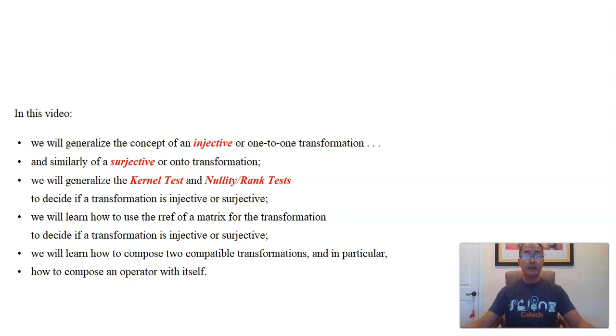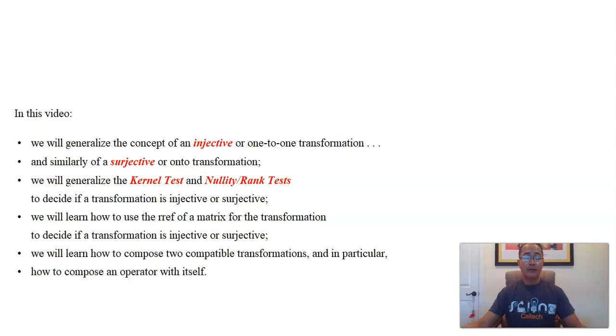We will see how to use the matrices for a linear transformation that we constructed in our last video to find a basis for the kernel and the range of the transformation. And of course, this will allow us to decide whether a transformation is injective or surjective, both or neither.